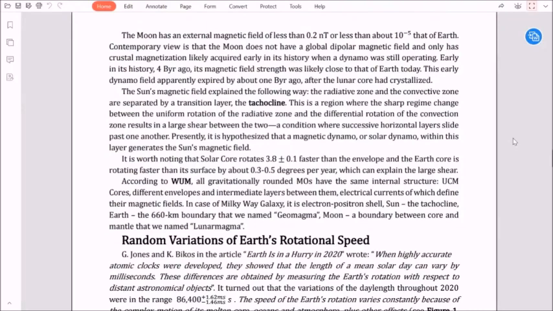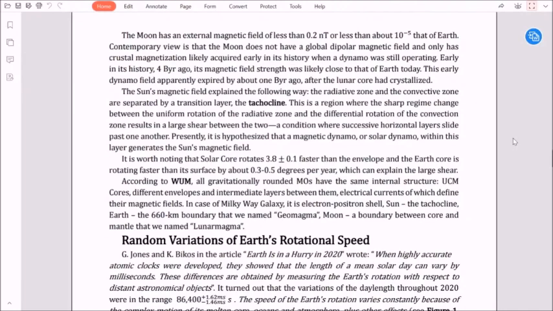It is worth noting the solar core rotates 3.8 times faster than the envelope, and the Earth's core is rotating faster than its surface by about 0.3 to 0.5 degrees per year, which can explain the large shear.